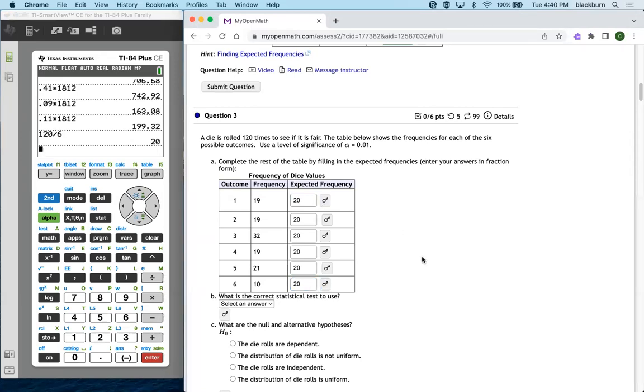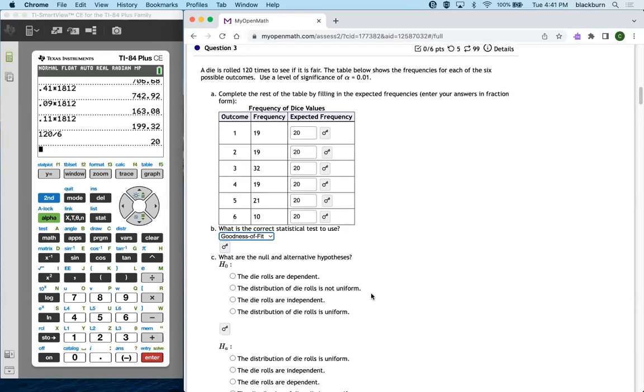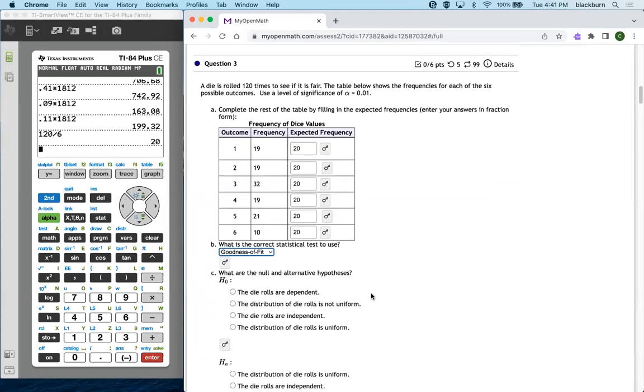Okay, so this is a goodness of fit test, because we're seeing how what we observed fits with the expected frequency. If it doesn't fit well, we're going to conclude the dice aren't fair. Okay, so correct statistical test to use, goodness of fit. What are the null and alternative hypotheses? This has to do with distribution. The goodness of fit test has to do with a distribution, so definitely not dependent or independent. We're going to deal with that later. But the null hypothesis, H0, is that the distribution of die rolls is uniform.